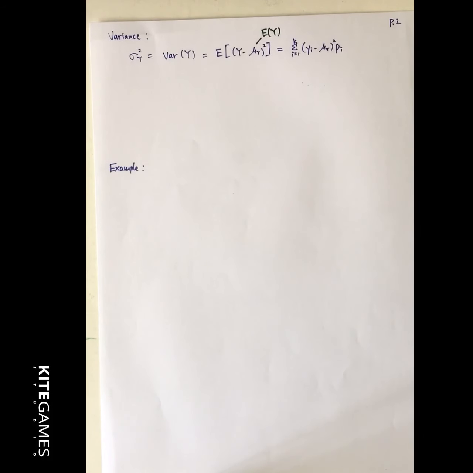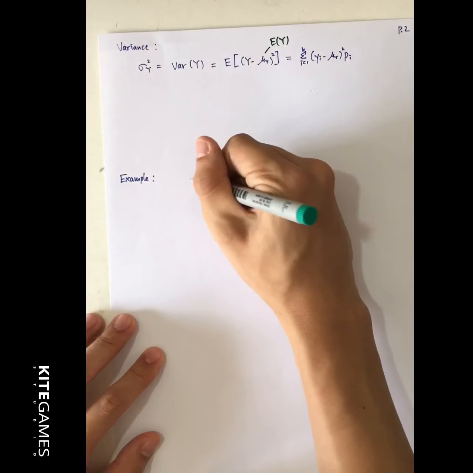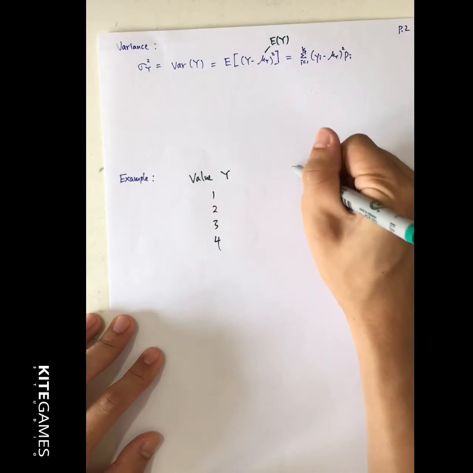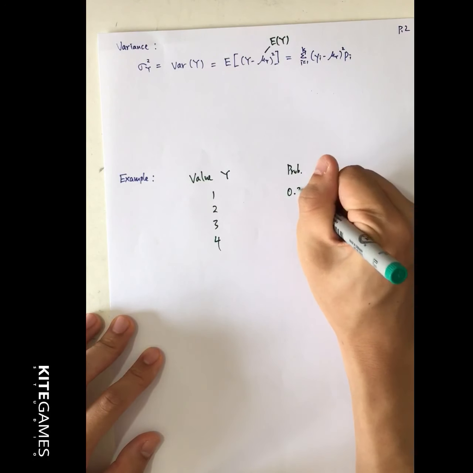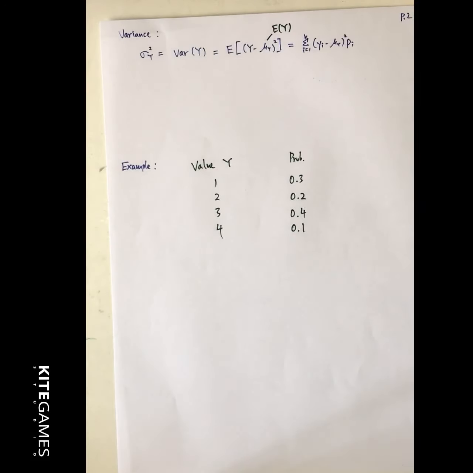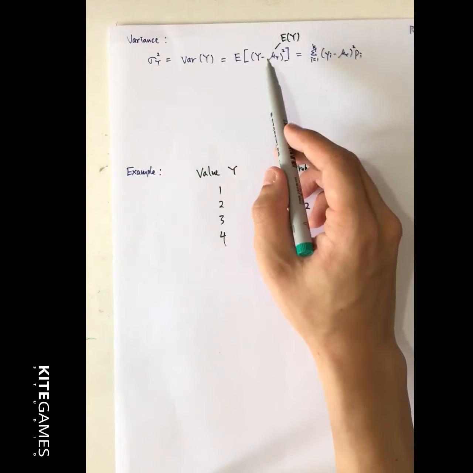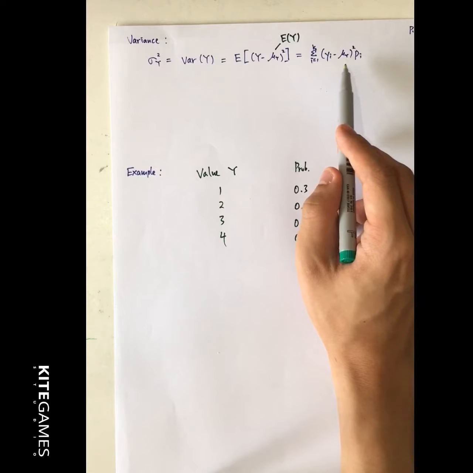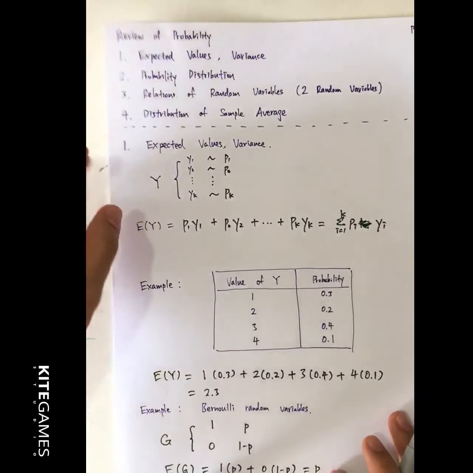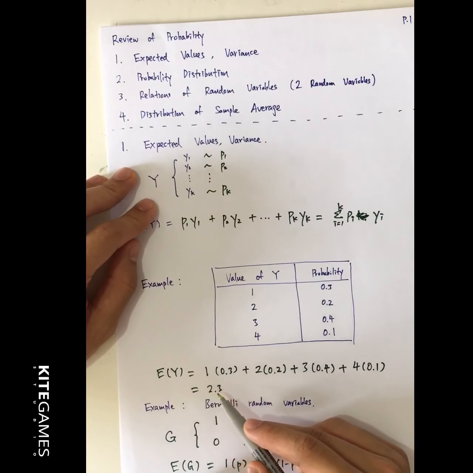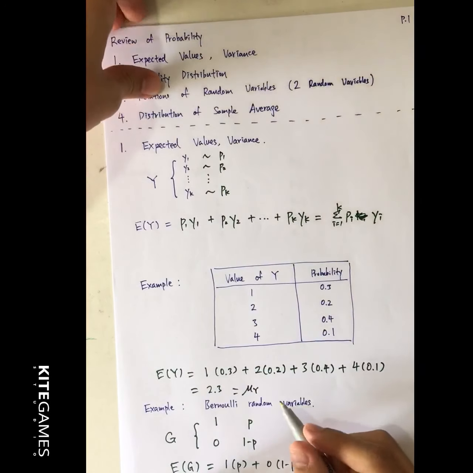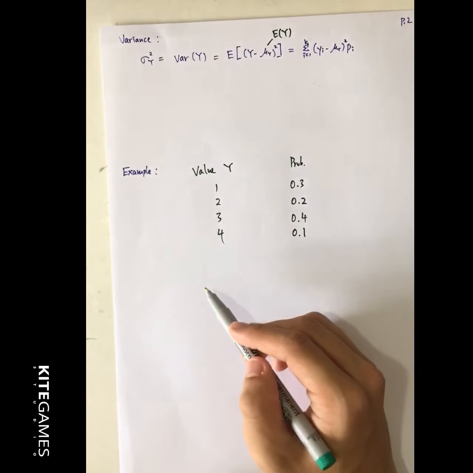So let's go back to our example. Still remember, the value of y can be equal to 1, 2, 3, and 4 with probabilities 0.3, 0.2, 0.4, 0.1. So how do we find the variance? Before you find the variance, first you need to know the value of mu y, which is the expected value of y. In our example before, we calculated the expected value of y to be 2.3, which is equal to mu y. You need to make use of this information to calculate the variance of y.